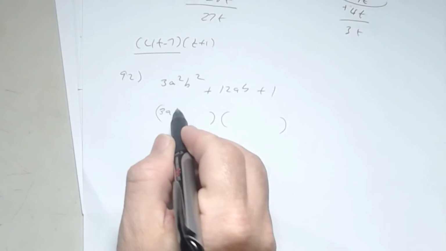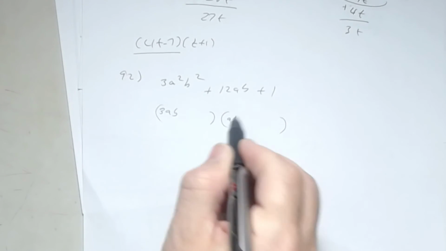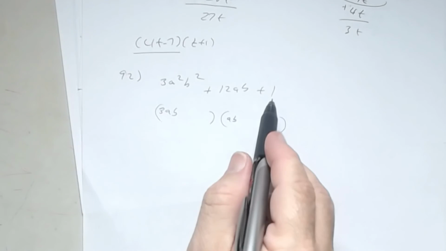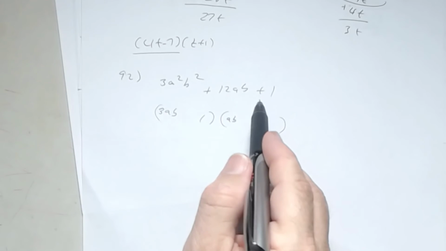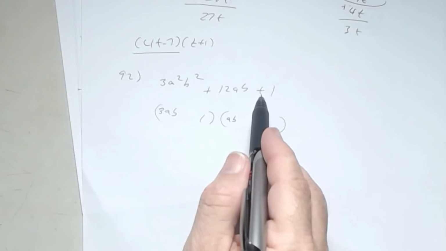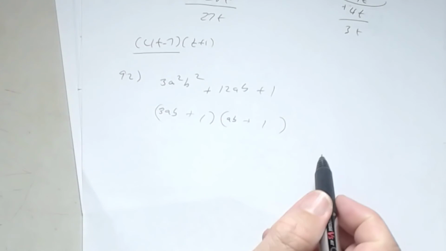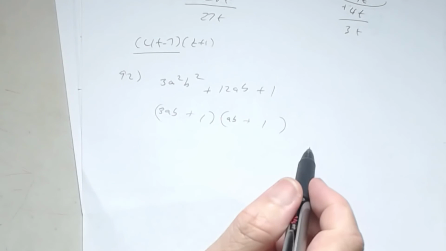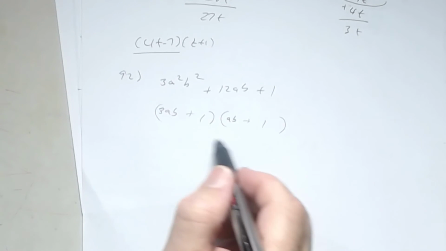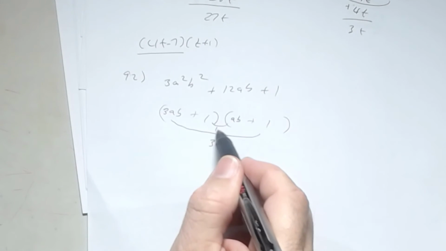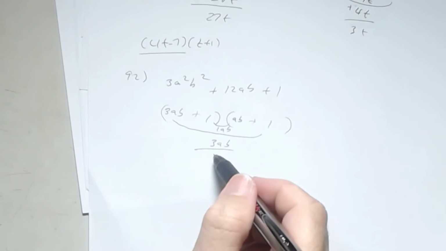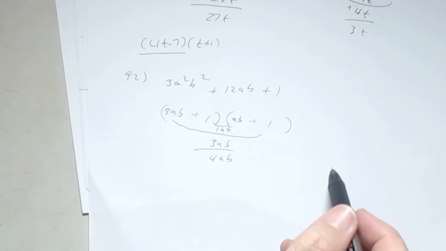3ab and 1. 1ab? And there's only one possibility for 1. What is it? 1 and 1. The last sign is positive. So it's going to be positive. So I'm done? Check your work. Okay, what's the outer? 3ab. What's the inner? 1ab. When I add them up, 4ab. That's not what I wanted.